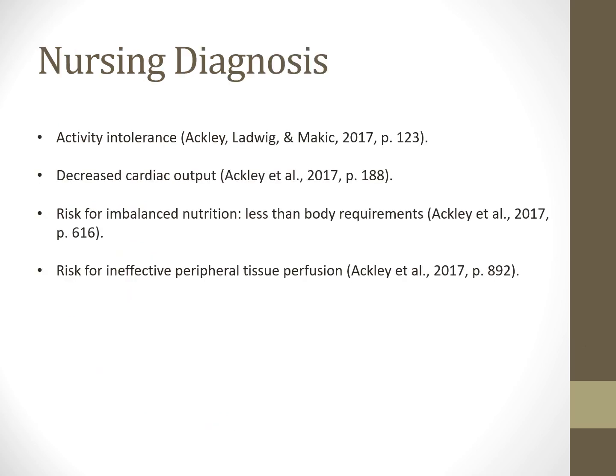There are several nursing diagnoses that are applicable to endocarditis, but 4 that are of primary concern. Number 1 is activity intolerance related to reduced cardiac reserve and prescribed bed rest. Number 2 is decreased cardiac output related to inflammation of heart lining, change in structure of valve leaflets, and increased myocardial workload. Number 3 is risk for imbalanced nutrition, less than body requirements related to the hypermetabolic state associated with fever. And number 4 is risk for ineffective peripheral tissue perfusion related to possible emboli presence in the peripheral circulation.